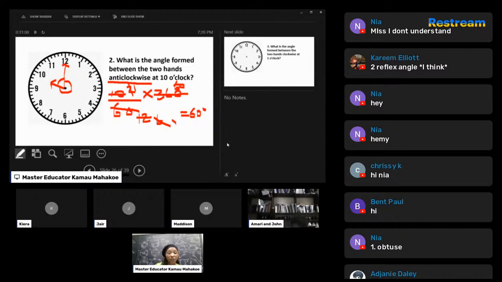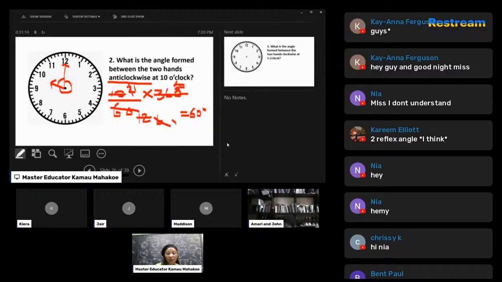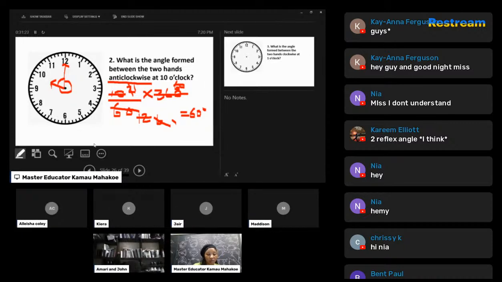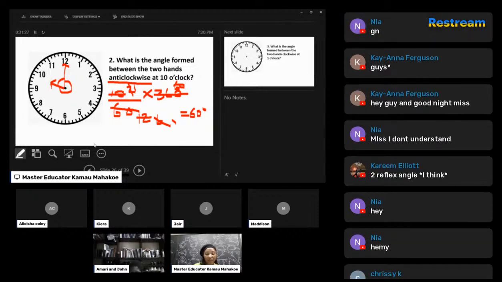So remember, when two rays join at a vertex, at least two angles are created. When we talk about the face of the clock, we can use the words clockwise and anti-clockwise. The clockwise direction is the way the normal hands of the clock go, from 12 to 1 to 2 and so on. Anti-clockwise is the opposite of that, from 12 to 11 to 10 to 9, like it's going backwards.